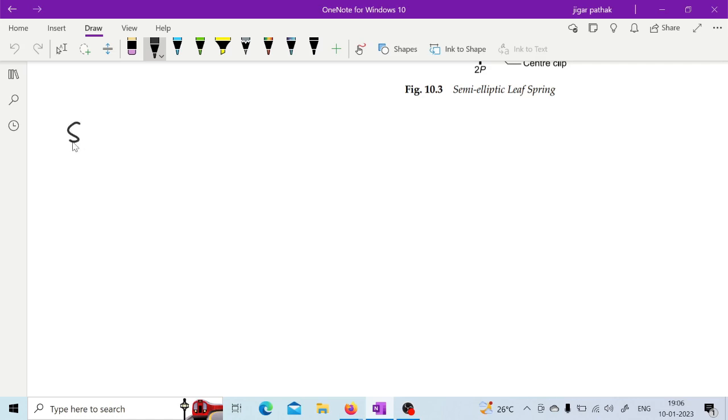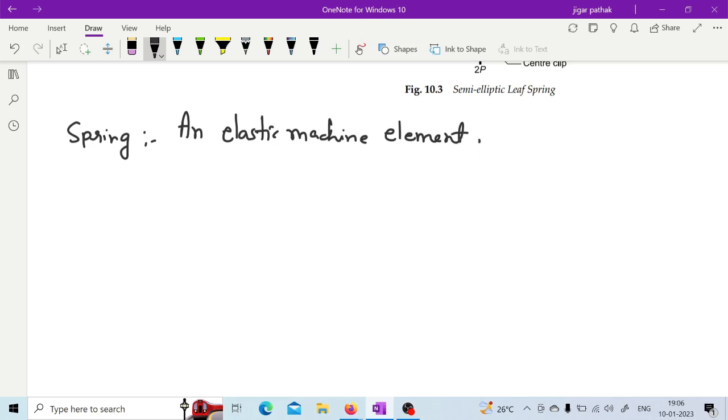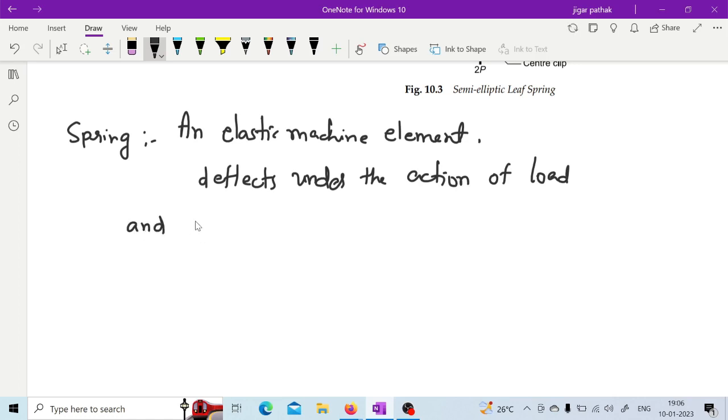So we can first define a spring as an elastic machine element which is going to deflect under the action of load, and it is going to regain its original shape when the load is removed.